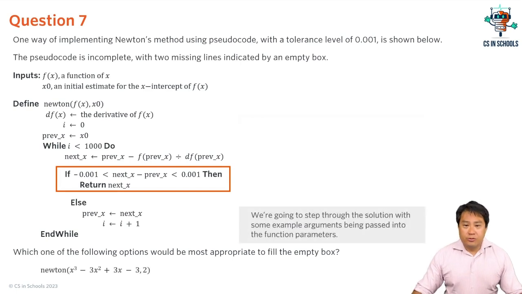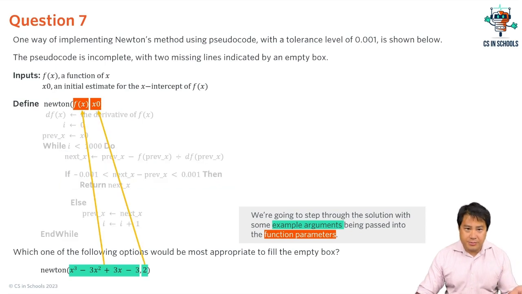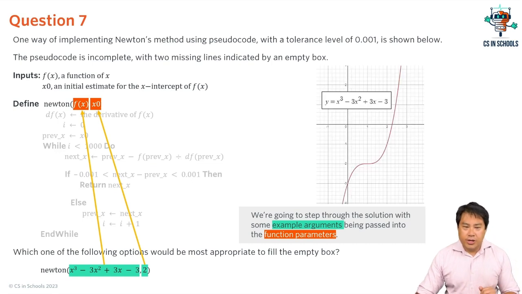So we're going to step through the solution with some example arguments being passed into the function parameters. So here is, at the bottom there, the function Newton being called with some example arguments that I have created that we can use to step through the algorithm with. As usual, the arguments will be passed into the parameters, so they will get copied into the parameters, and we're going to step through the function with those values.